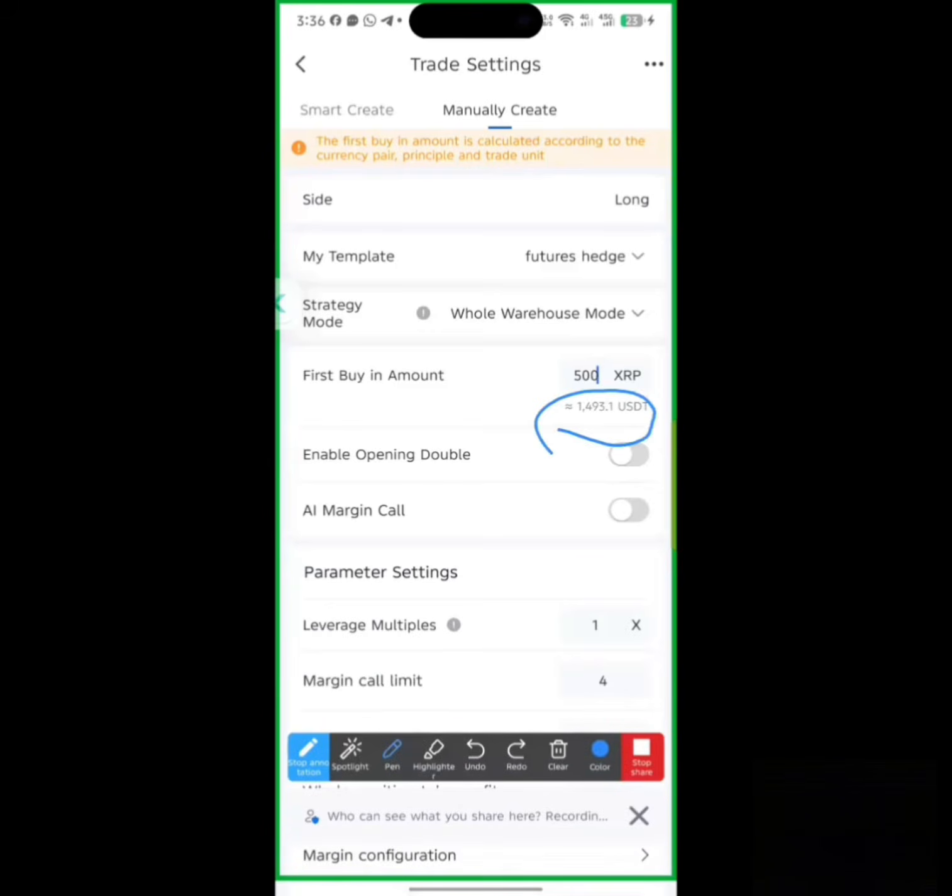You don't have such, you're not buying such an amount. You only want to use 10% of your capital. That is what you want to put on here. You have $100, you put $10 here. So how do you put $10? You have put 500 and it has given you 1,004.